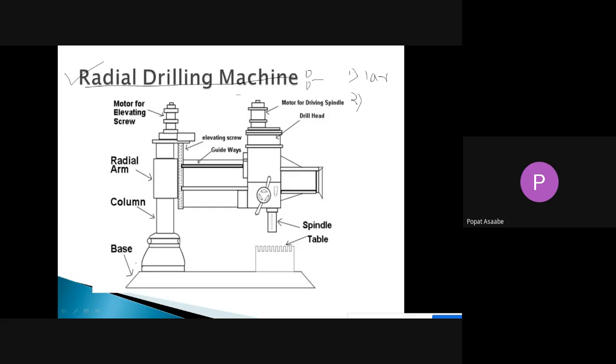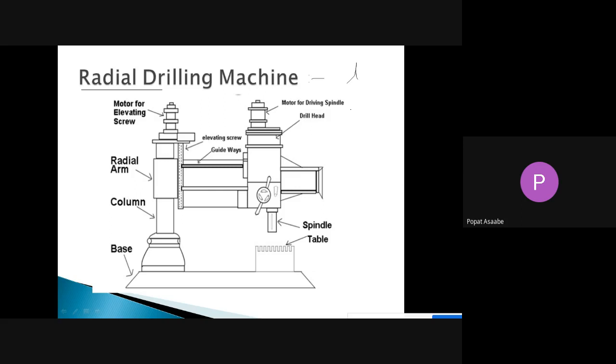See, this is the radial drilling machine. First we will discuss the construction, meaning which parts are present in the radial drilling machine. That point we will discuss first, and then we will discuss the working of the radial drilling machine. Just remember the application: we can use the radial drilling machine for producing holes on large workpieces or heavy duty workpieces.